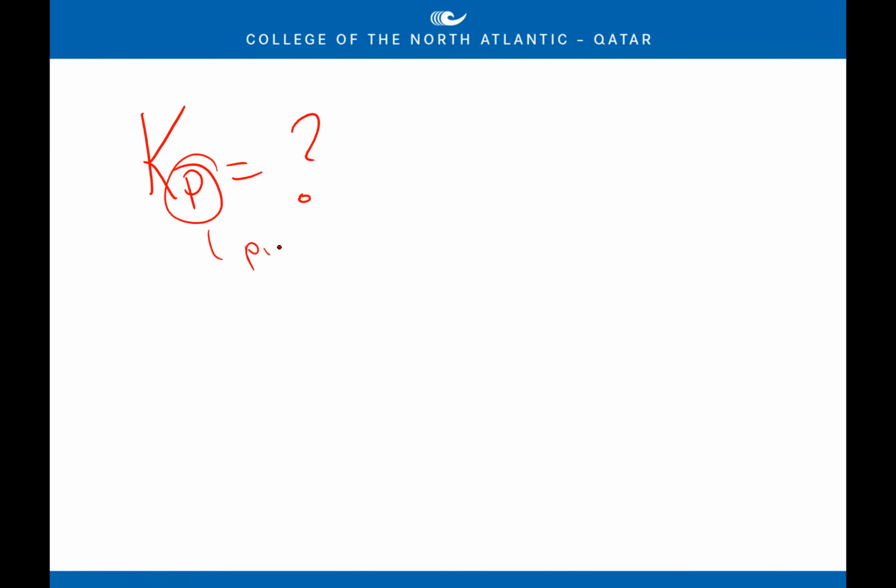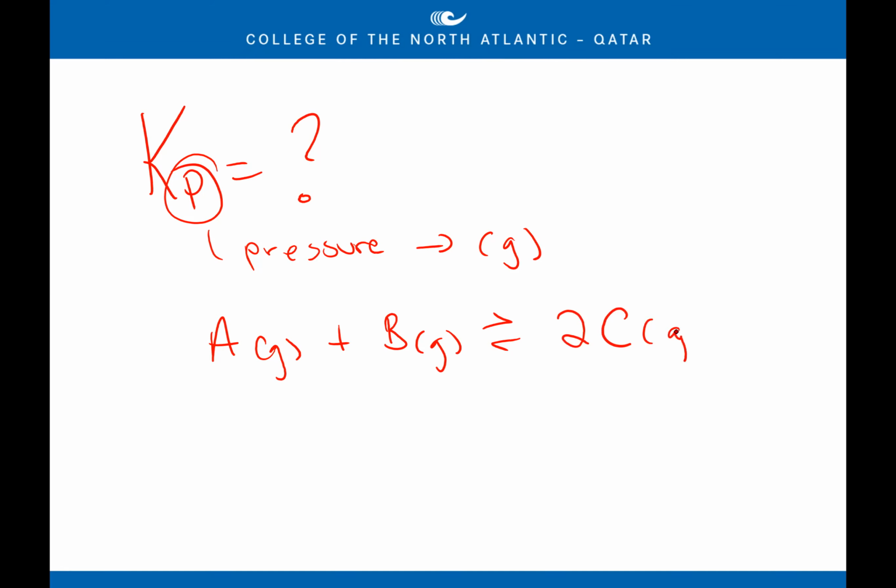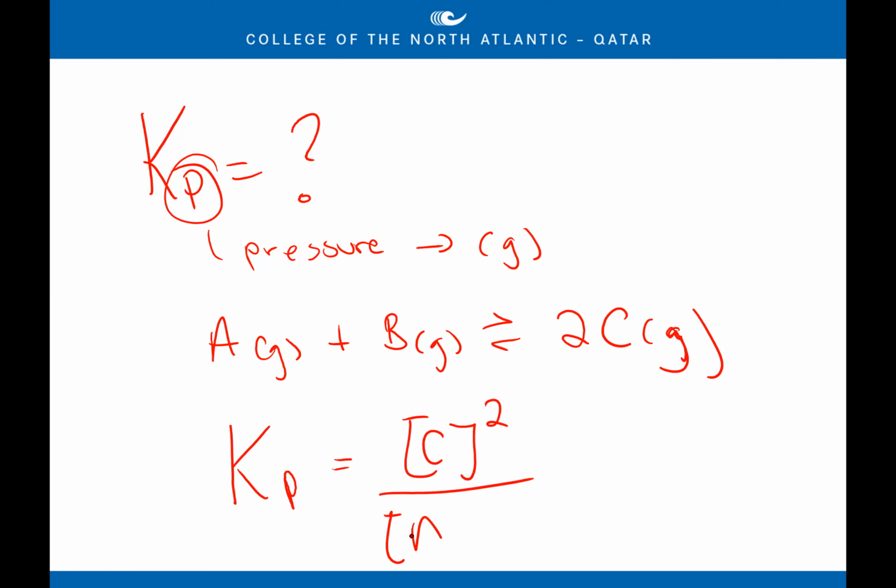KP stands for pressure, and you would only use gases. So it's still the same thing. If I had A gas plus B gas in equilibrium with, let's say, 2C gas, you would just do it as normal, products over reactants. So C squared over A times B. So it's the same thing.